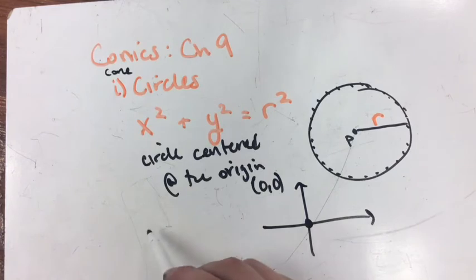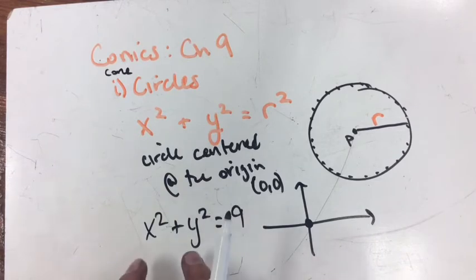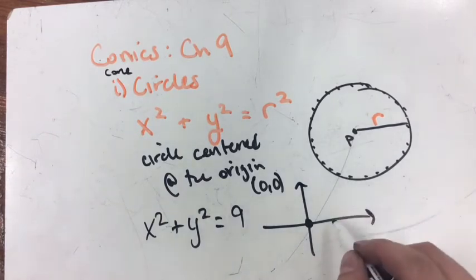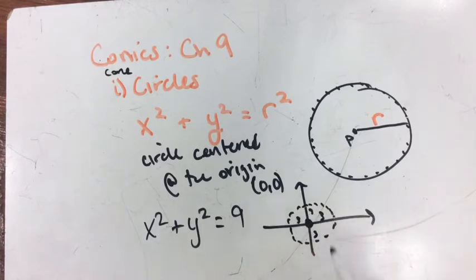So let's look at an example. Something like x squared plus y squared equals, say, 9. Okay, this is saying you have a circle centered at the origin with a radius of 3. Okay, so this is 3, 3, 3, 3.